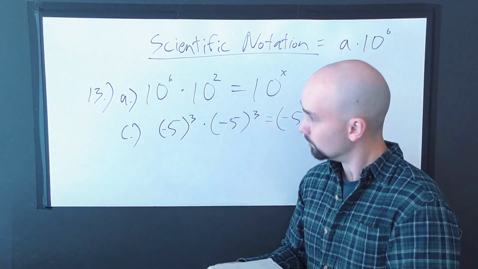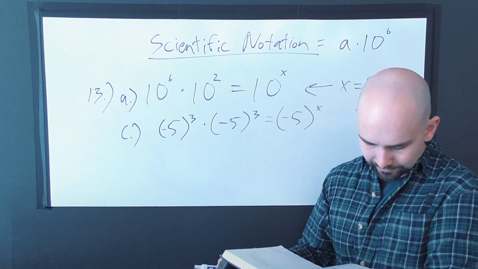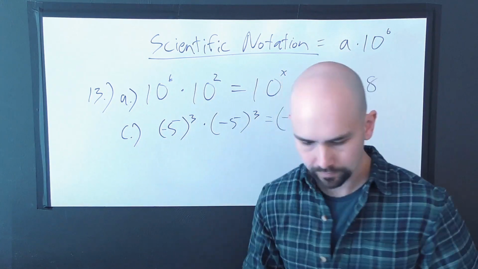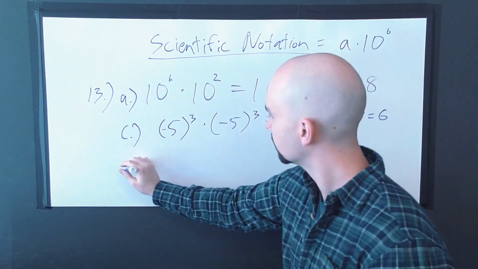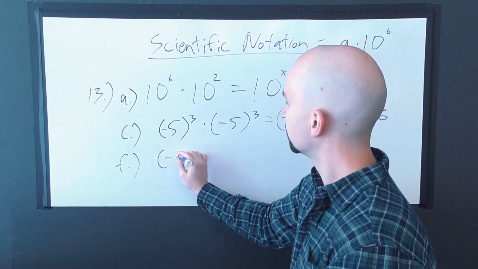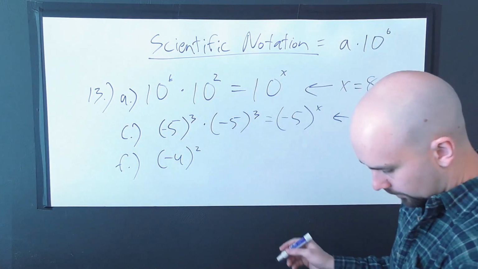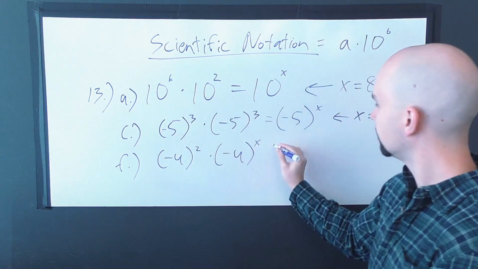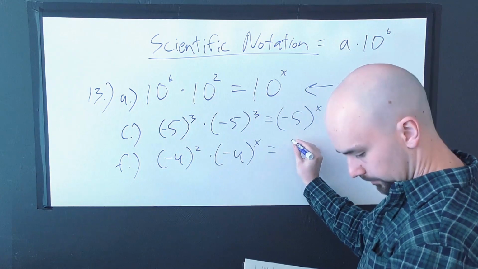All right, do I need to do any more of number 13? Let me take a look. Okay, I'll do one last, F. Negative 4 squared times negative 4 to the power of x equals negative 4 to the power of 10.